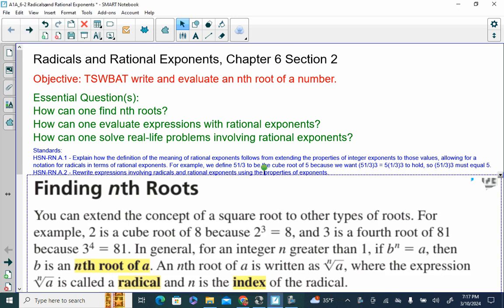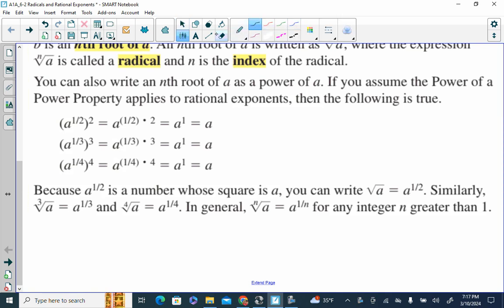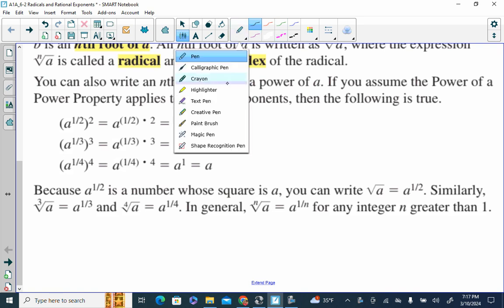Our lesson today is to be able to evaluate the nth root of a number. We want to be able to evaluate expressions with rational exponents. And when we come down here, this is really what we're going to be using the most as far as rules go.